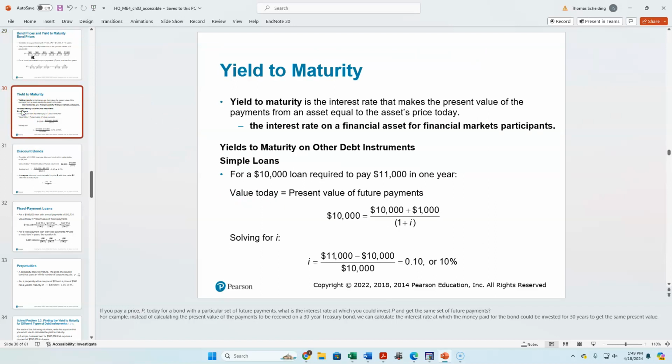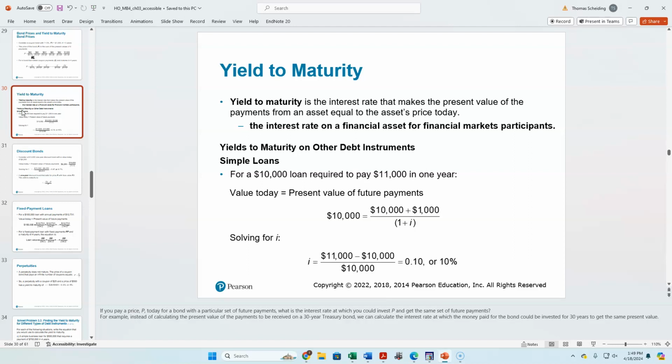The yield to maturity, as opposed to the yield to maturity bond price. In our yield to maturity, what we'd be looking at is what is that interest rate that's going to make the present value of an asset be equal to that asset price of today. So what would the interest rate have to be to make the two equal? We basically would have to solve for the unknown.